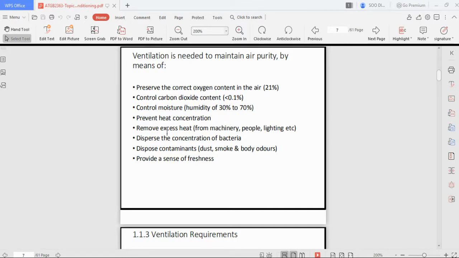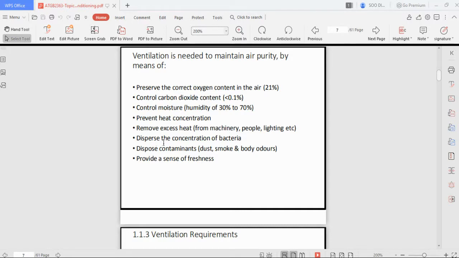And then the next one is to remove excess heat. Everything is generating heat. If you have lighting, although it's providing light to us, there's also a byproduct of it: as it is continuously on, it's also continuously emitting a small amount of heat. Same with people and machinery. If you have a laptop and it's running, then the laptop will be generating heat.